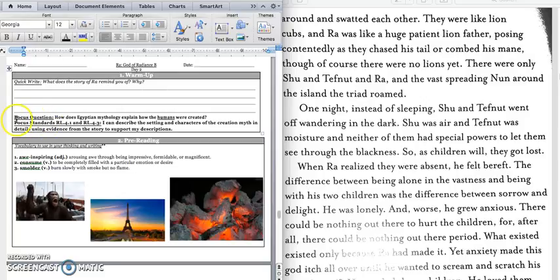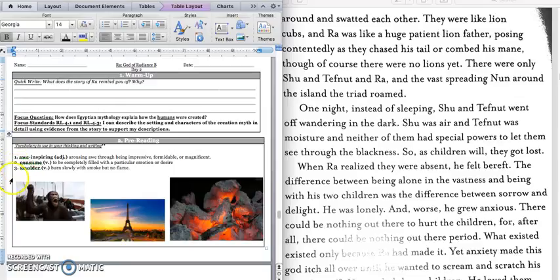It says, how does Egyptian mythology explain how humans were created? Our focus standard for today is we want to be able to describe the setting and the characters of the creation myth in detail, using evidence from the story to support your description.